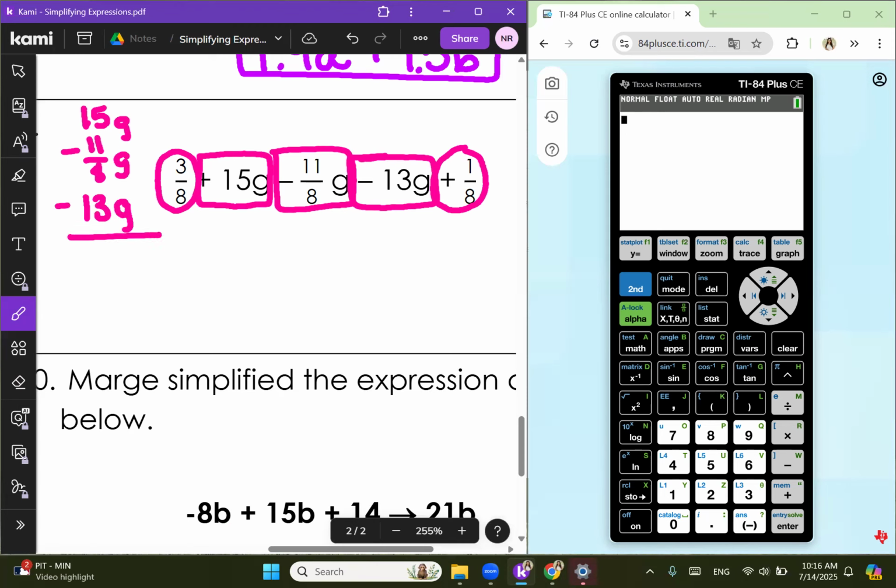All right, so 15 minus, that's just one fraction. It's not a mixed number, so I'm going to use alpha x. 11 over 8. Don't forget to go to the side to complete that fraction, minus 13. Yes, you can put plus negative, but remember, never minus negative. That gives you 5 over 8g.